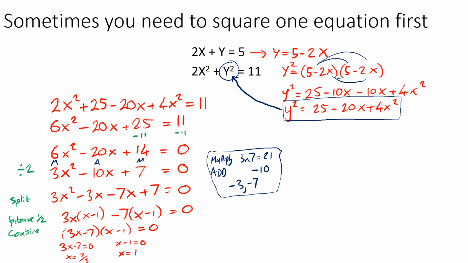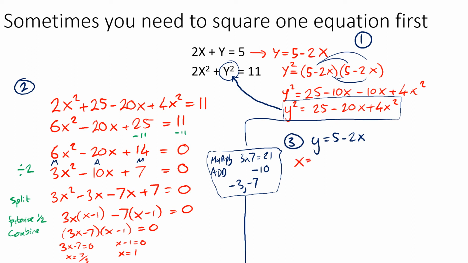So let's see, let's go over here, I suppose. So this was the first thing we did. This was the second thing we did. Now let's go to the third thing we're going to do, which is using the fact that y equals 5 minus 2x. So we've either got x equals 1, and in that case y would equal 5 minus 2, so it would equal 3. Or we've got x equals 7/3, and y is equal to 5 minus 2 lots of 7/3, which I am going to type in.